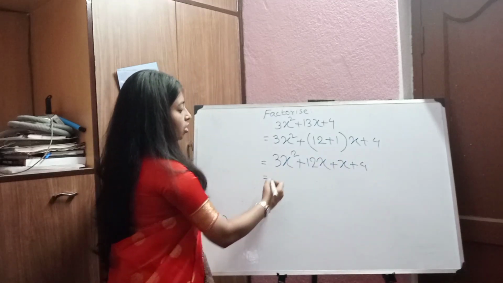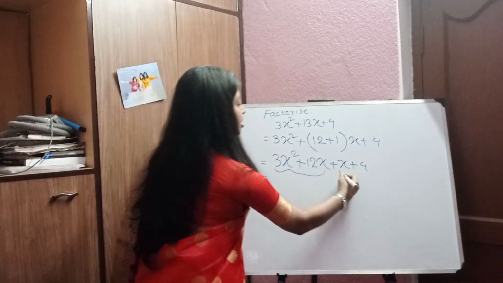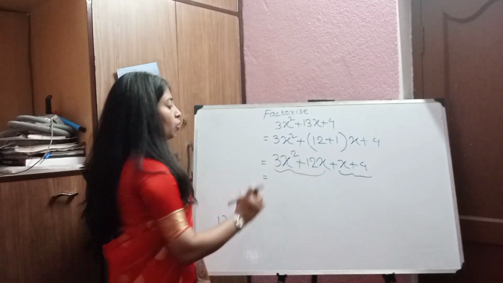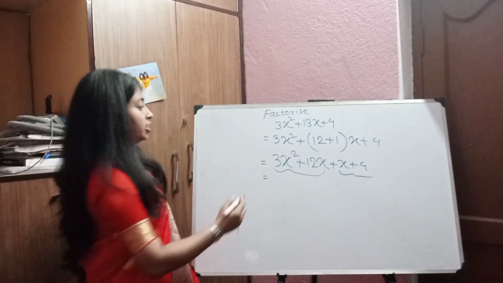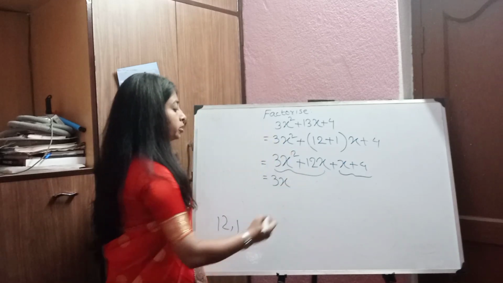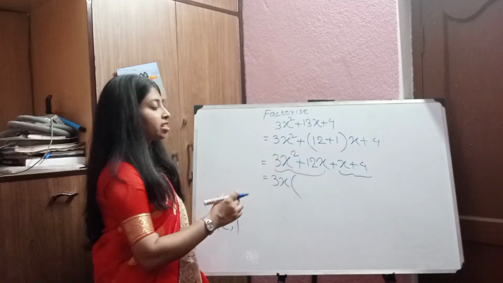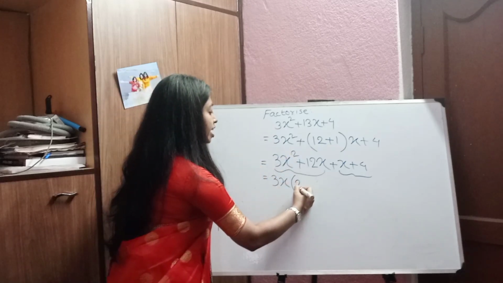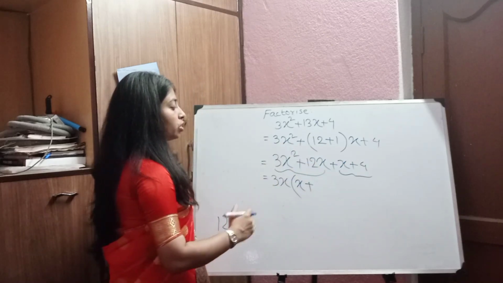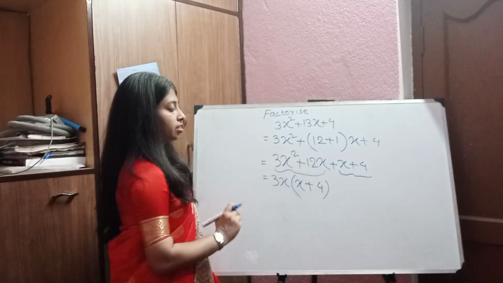In the next step, now these two expressions will make a pair and these two expressions will make a pair. From this pair, 3x square plus 12x, what is common in this pair? 3 and x. These two are common. So we take them out and we give a bracket. Now if we take out 3x from 3x square, we have only one x remaining, plus if we take out 3x from 12x, there is only 4. Because 3x multiplied by 4 gives us 12x.